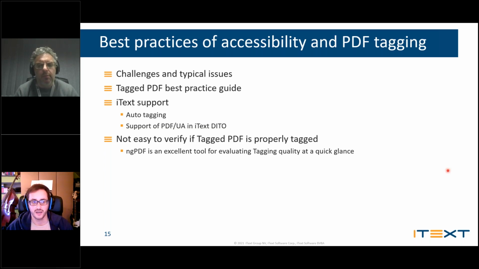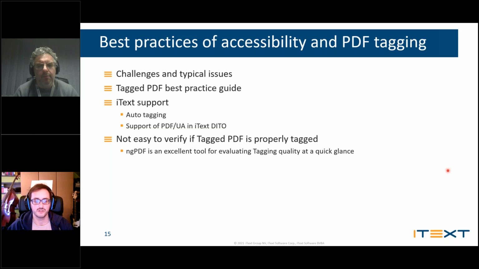As for iText, iText supports tagged PDF out of the box. In iText Core we have auto tagging available, which we'll look at in a few seconds. HTML to PDF also supports tagging, and we've recently added support for PDF UA in iText Ditto. You can try out iText Ditto on ditto.online and check for yourself how this works.